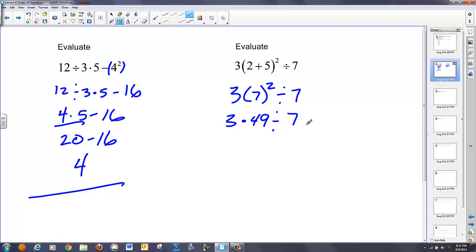And in this case, we see we've got multiplications and divisions, but we do those from left to right. So I do 3 times 49 first, which puts me at 147. And then I need to divide that by 7. So if I do so, I get 21. Moving on to the next problem.